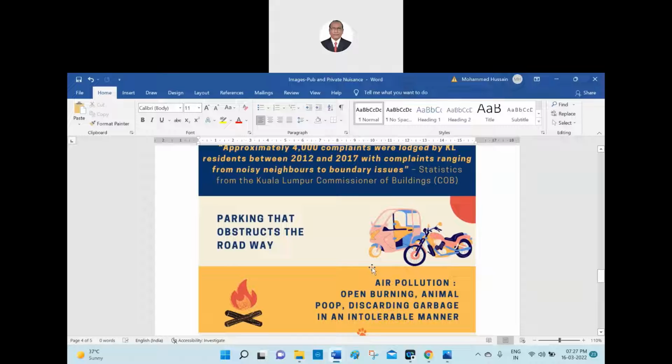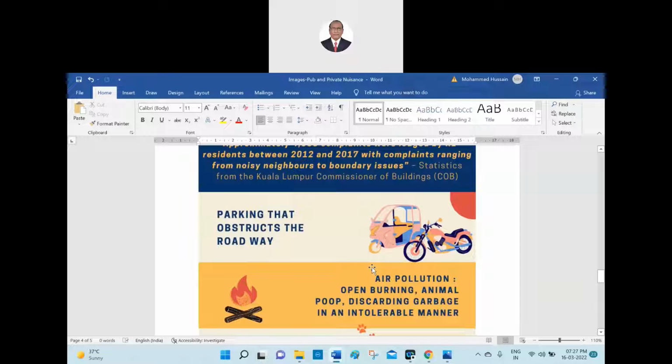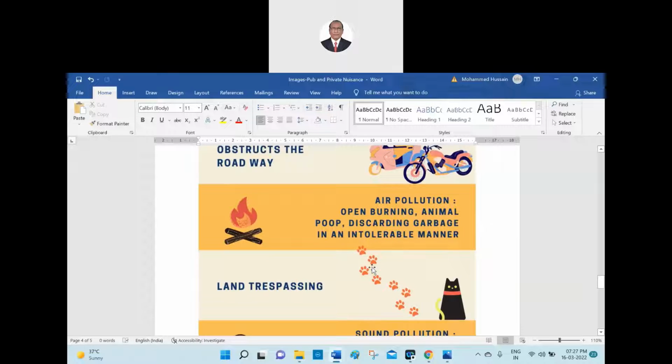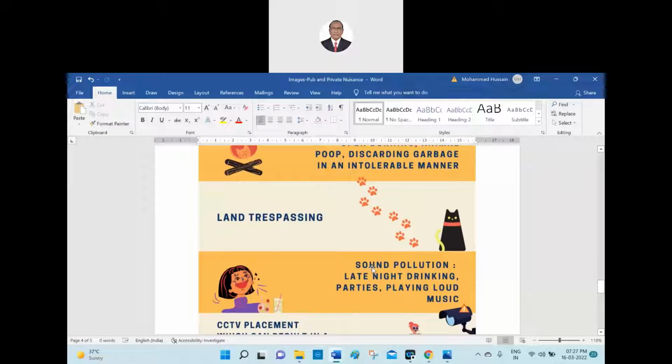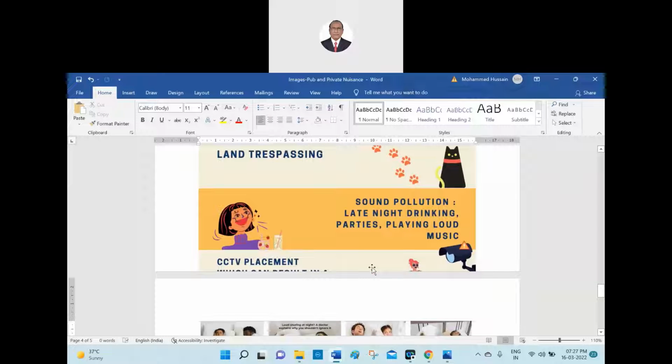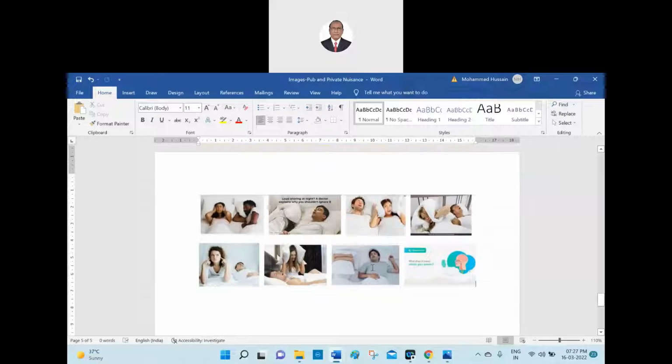Examples of private nuisance. Parking that obstructs the roadway. If your friend obstructs the roadway, then it is a private nuisance. In the public way, it is a public nuisance. Air pollution, open burning, animal poop, discarding garbage in an intolerable manner is a private nuisance. Land trespassing in your own land, private nuisance. Sound pollution, late night drinking, parties, playing loud music, private nuisance. What about here?